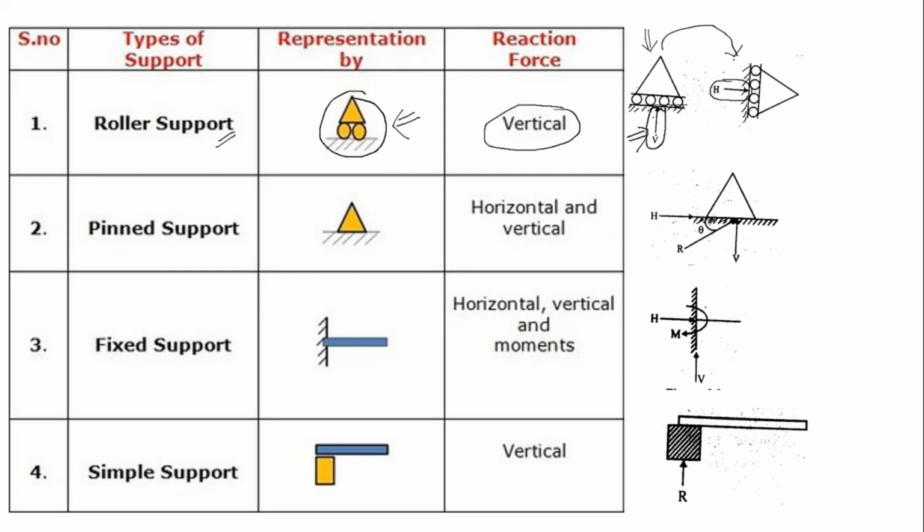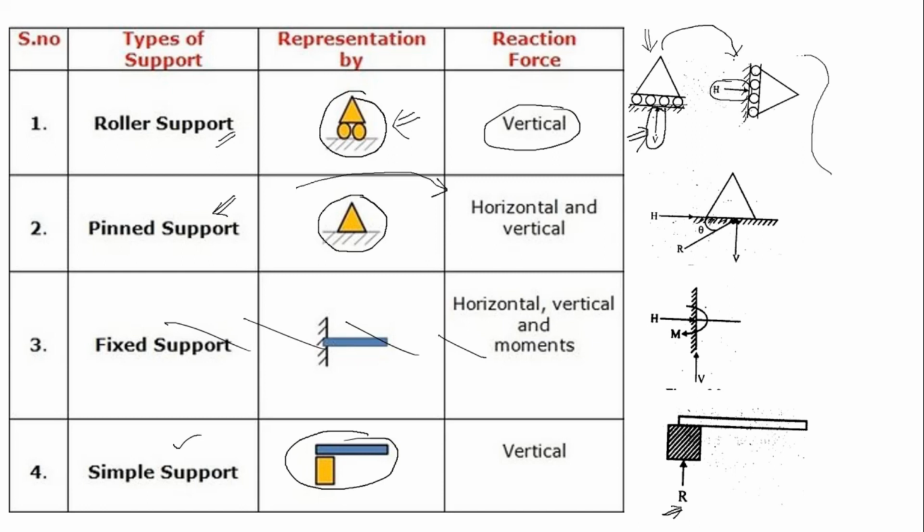Now, the pin joint or pinned support. This is the representation symbol, and this support has two reaction forces, one horizontal and the other vertical. And fixed support is not necessary now. Then the last one is simple support. This is the representation of simple support, and it has only one force, a vertical force. So, remember these reaction forces. This is very, very important.